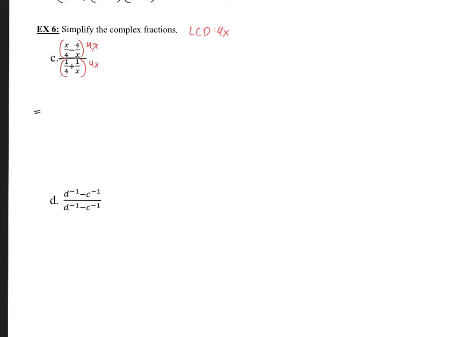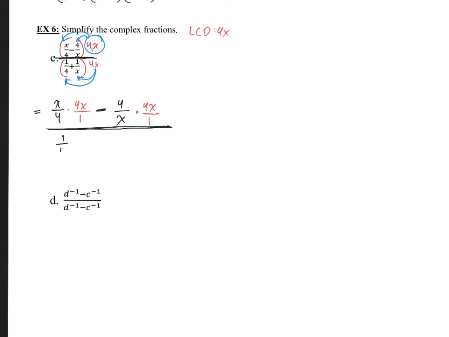Once I do that, what I'm going to do is multiply in, or distribute in, that 4x to each of the fractions. So we get x divided by 4 times the 4x, and I'll put it over a 1, minus, that's that minus right there, 4 over x times 4x over 1. Again, I just put it over 1. This is the main division bar, which I have right here.